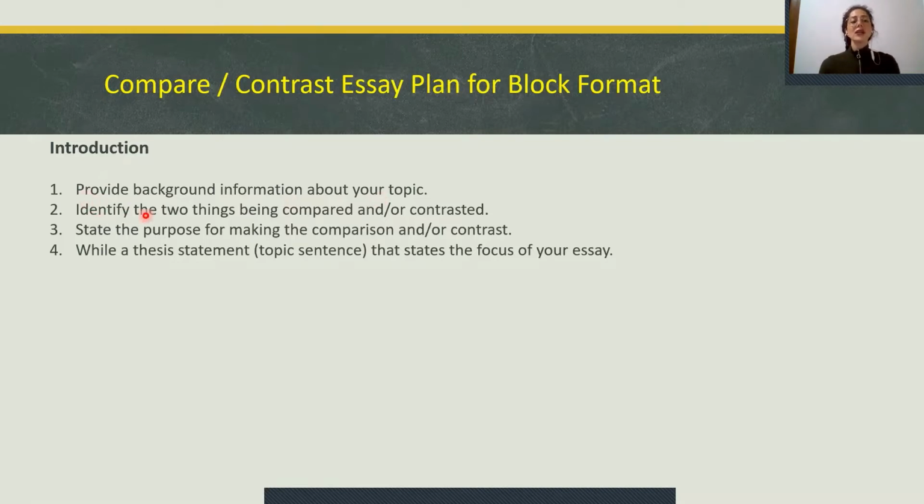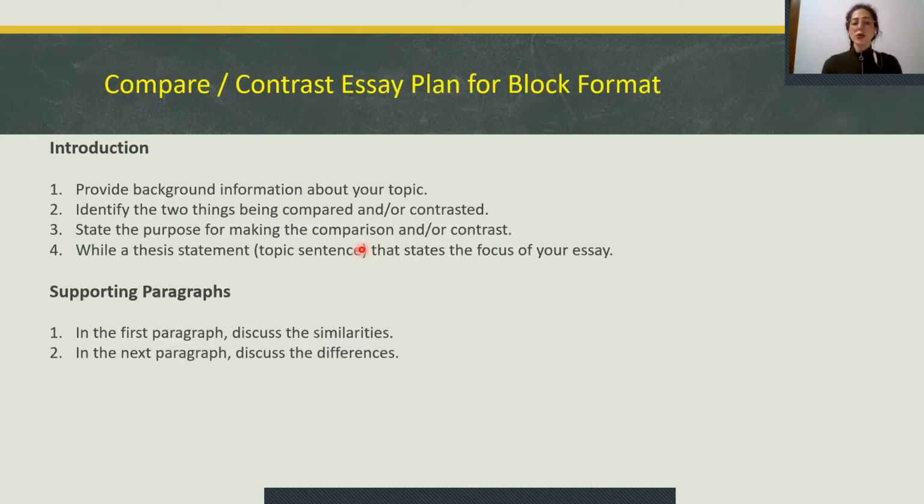The second, identify the two things being compared and contrasted. Yes, you have to say exactly what you are comparing. And three, state the purpose for making the comparison and contrast. And four, write a thesis statement that states the focus of your essay. A good topic sentence here, with your controlling idea: hangi açılardan karşılaştıracaksınız, neyi karşılaştıracaksınız.